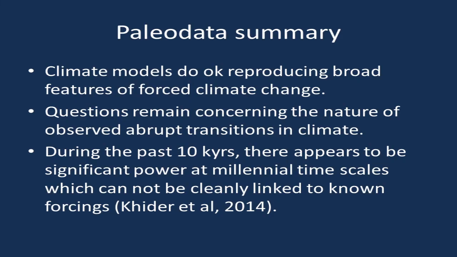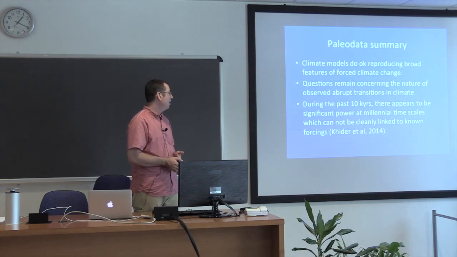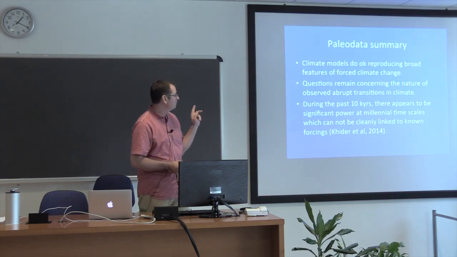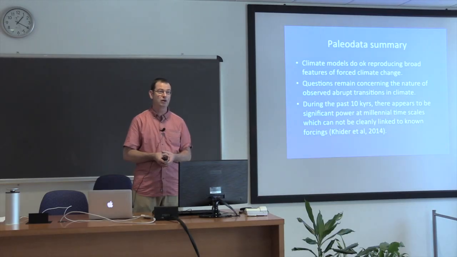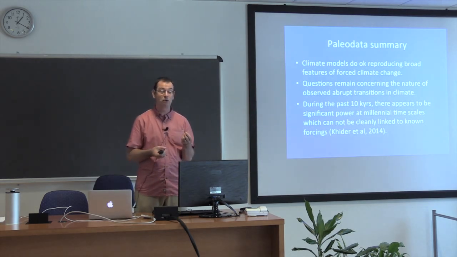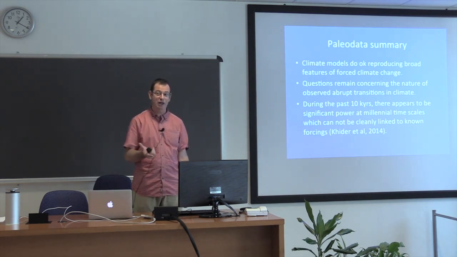So we should be happy that climate models are adequate for explaining the broad features of past climates. Questions remain about the nature of abrupt transitions. And I guess I didn't talk about this, but during the past 10,000 years, there also appears to be a mode of millennial scale variability. If you think of the Little Ice Age and the medieval warm period, these are manifestations of this mode of millennial scale variability. And it's hard to account for the amplitude of these changes using only solar forcing and volcanoes.